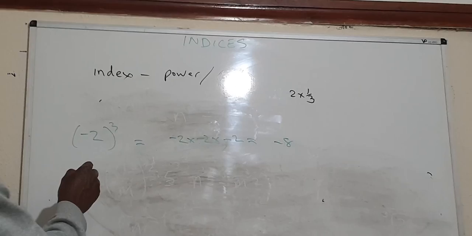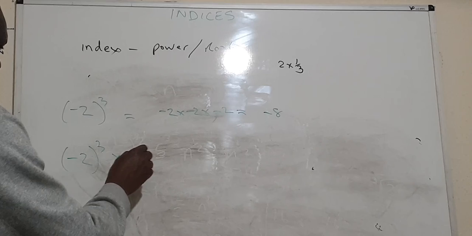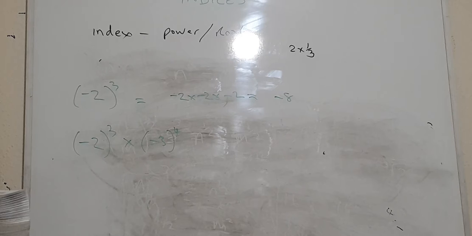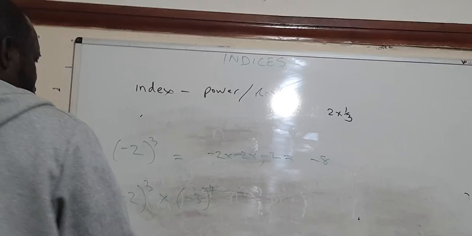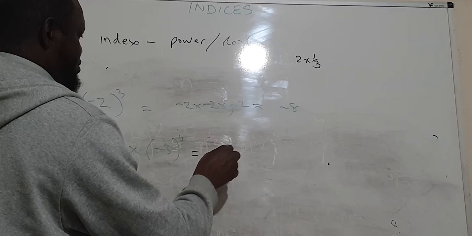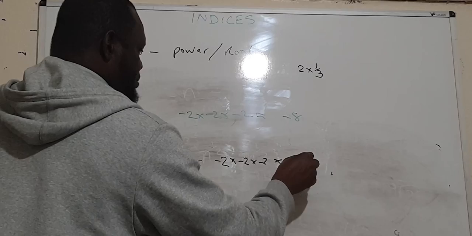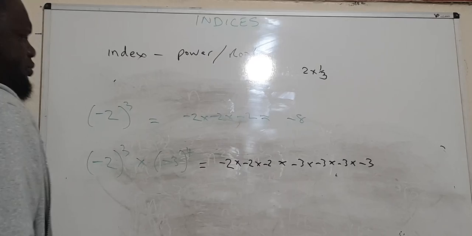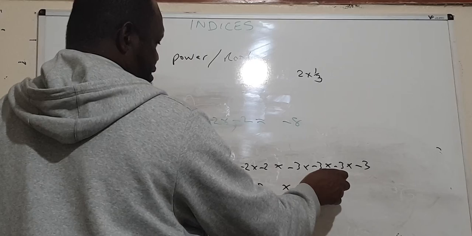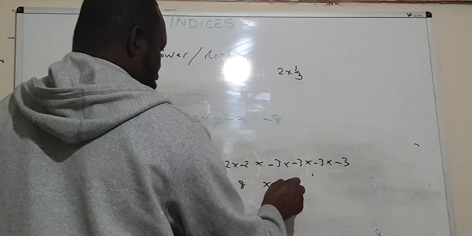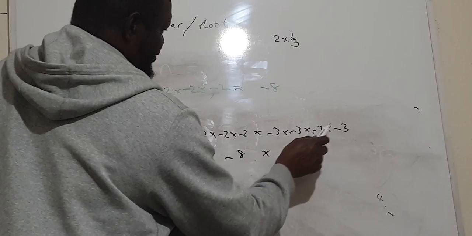Now, let's say it's minus 2 to the power 3 times minus 3 to the power 4. What we are doing is everything in the bracket. Minus 8, and that's plus 81, because minus 3 to the power 4 is 9 times 9. You have to multiply it out: minus 2 times minus 2 times minus 2 times minus 3 times minus 3 times minus 3 times minus 3. Negative, negative, positive. So it's 81.